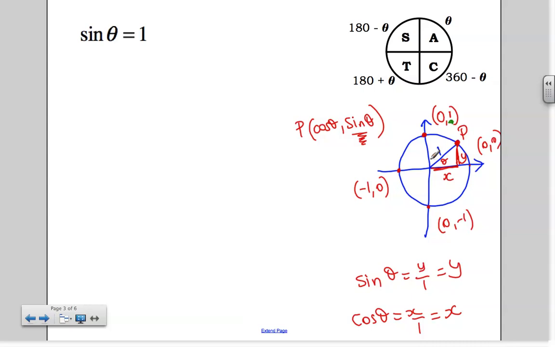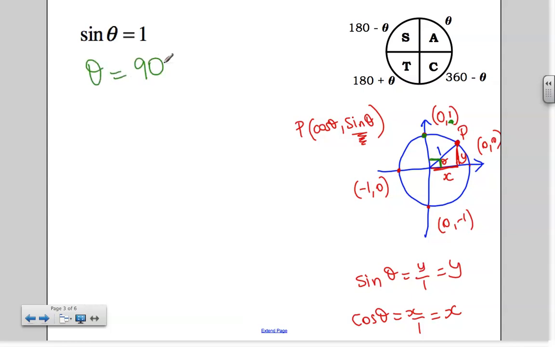Now, what angle does that represent? I think that's a 90-degree angle. Yes, good, because we've started from the positive x-axis and moved in an anti-clockwise direction, so we've moved 90 degrees. Just to recap, this point has a y-coordinate of 1, and the y-coordinate represents sine. So this angle has a sine of 1, is that right? Yes. So we've actually found our solution. Theta has to be 90.